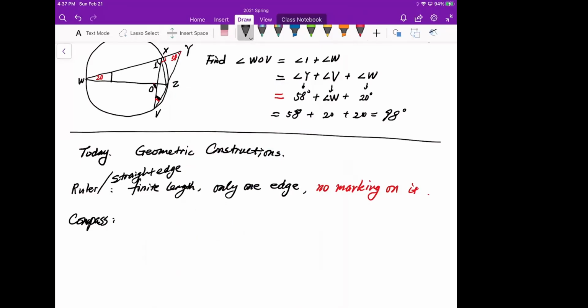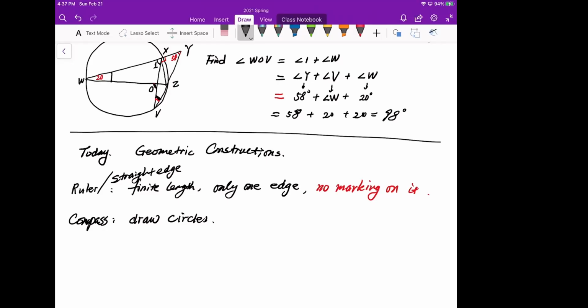Compass, we know that we can use a compass to draw circles. So these are the things we can do: a compass to draw circles, right? Basically, you can only use the two things. You can use a ruler to connect two points, like making a straight edge, right? That's one thing. Or you can use a compass to draw a circle, right?